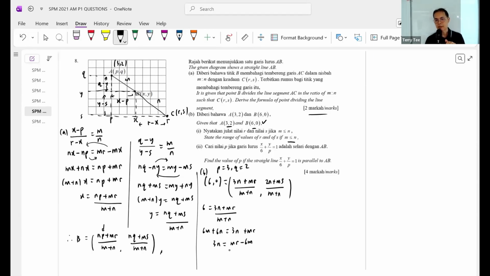Why do I do that? Because I want to use this. When they say m is less than or equal to n, you have to think m over n is less than or equal to 1. I want to use m over n less than 1. So let's divide them. This n goes down, this n goes down, m goes over. So 3 over r minus 6, correct? Is equal to m over n.